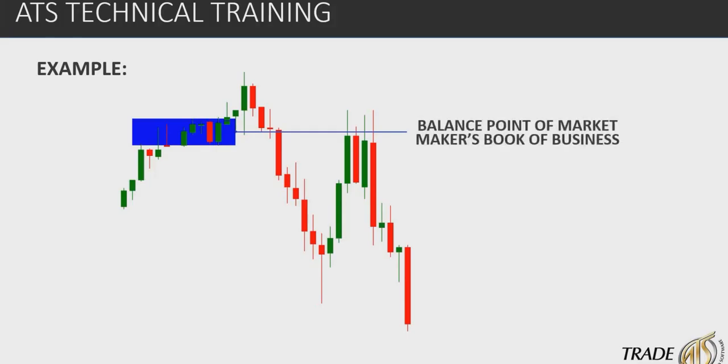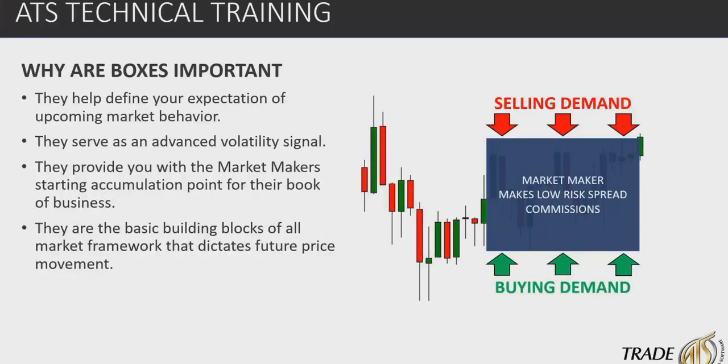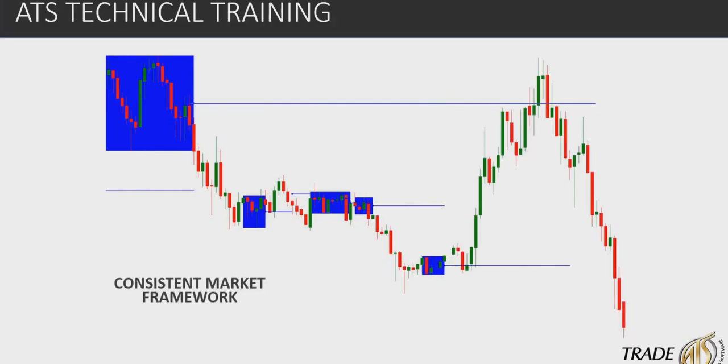This is a balance point of the market maker's book of business, and these levels provide us with the point of control for the different market maker significant levels where they're going to manage their book of business. So again, this is very important information for us to use in our overall analysis when we're looking at the ATS chart map. Boxes are the basic building blocks of all market framework that dictates future price movement.